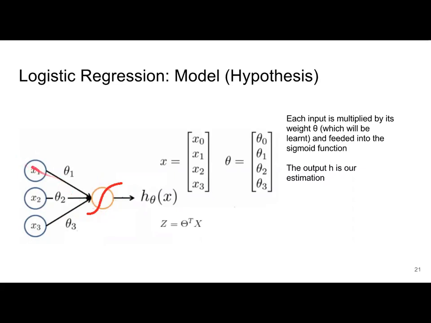Then we multiply these inputs by the weights, theta 1, theta 2, theta 3. By the way, these three thetas are the parameters we want to learn. We feed them into the sigmoid function, and it will have an output. So this is our model. And we hope that by choosing the correct theta 1, theta 2, theta 3, the output will be close to the actual labeled result.